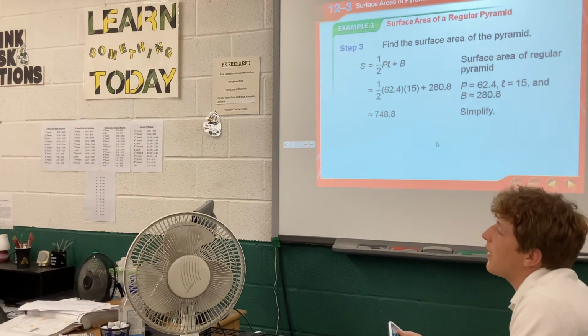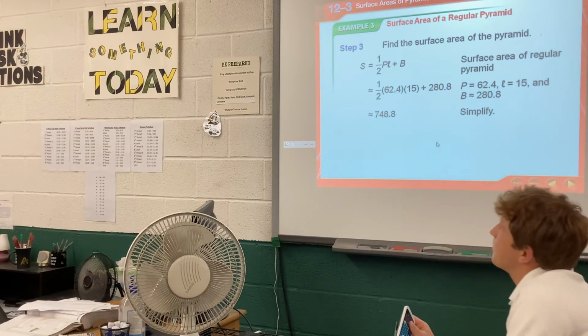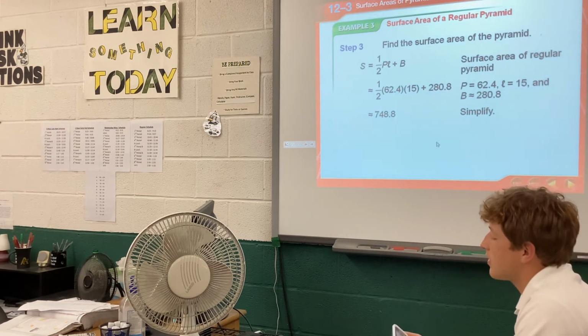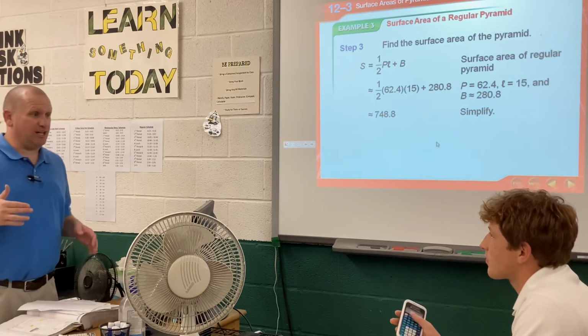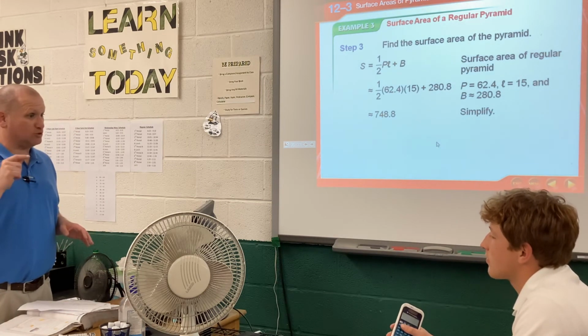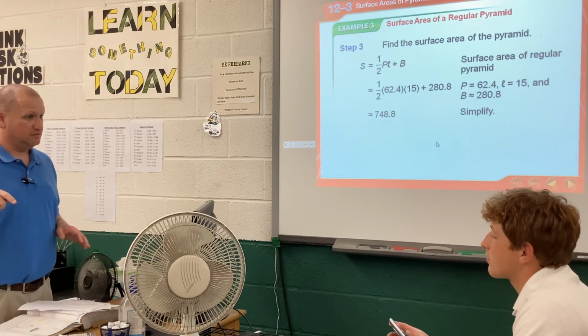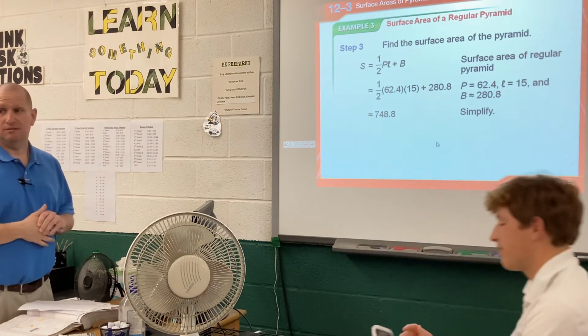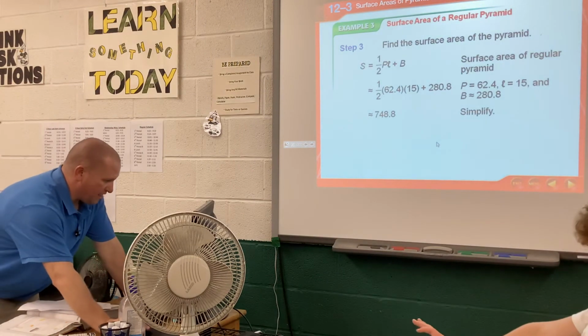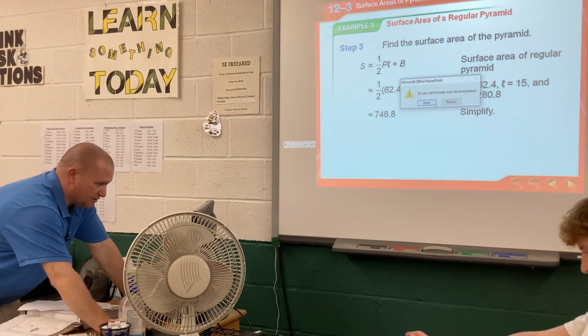So why did you have to find that apothem in order to find the area? Because the area of a regular polygon is 1/2 PA, and A is my apothem. Okay? Everybody cool with that one though? I know that one's kind of a little trickier.